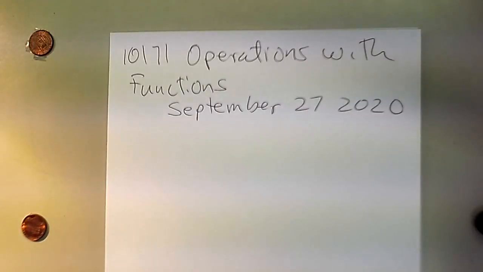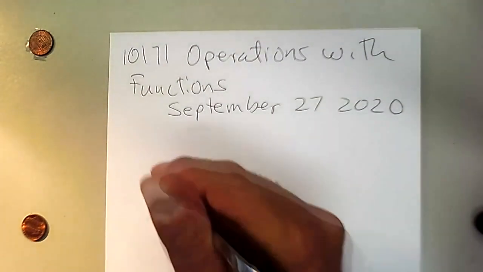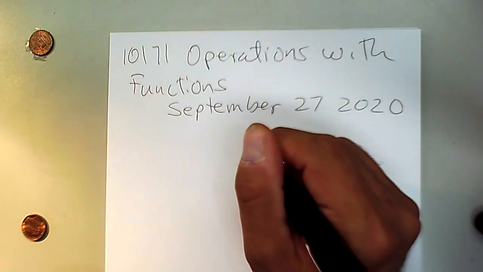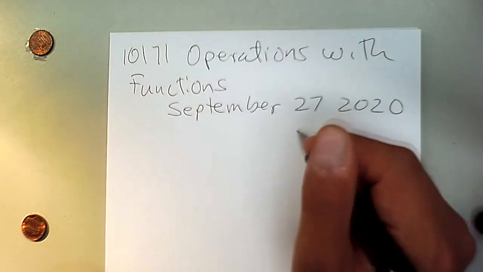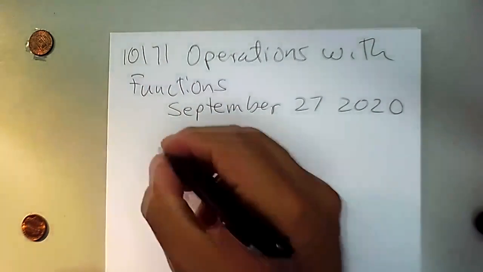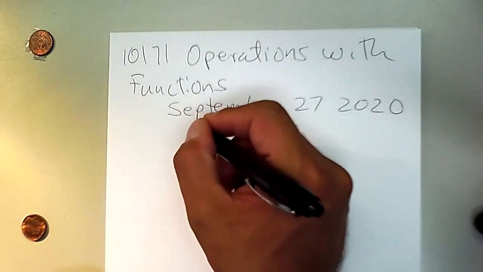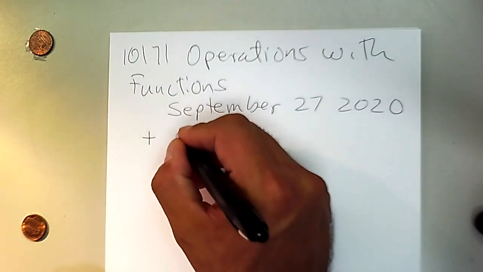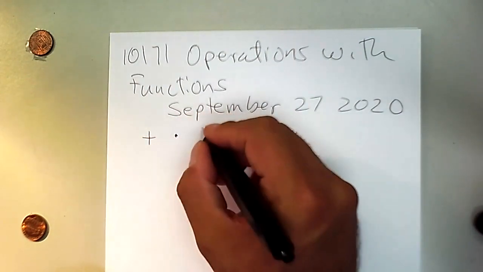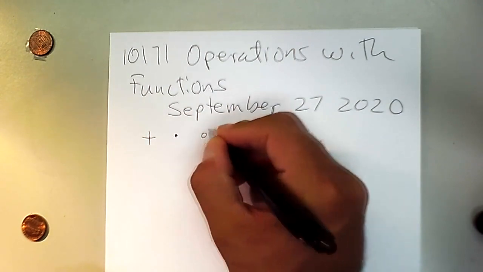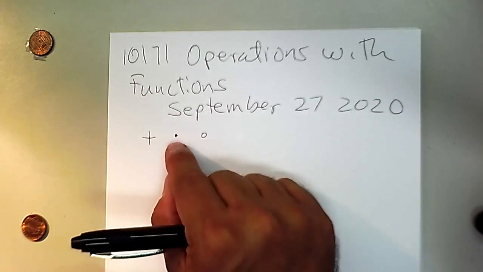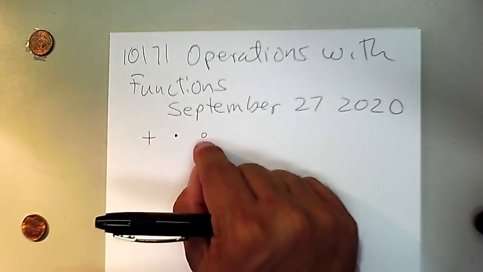Okay, we're going to talk about operations with functions. There's going to be 5 operations. Well, 3 and 2 sort of operations, but there's going to be 5 items we're going to look at. So there's going to be addition, multiplication, not to be confused with composition. So there's going to be addition, multiplication, composition.